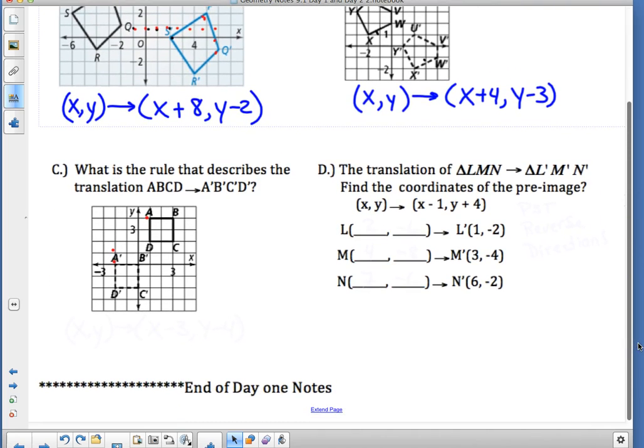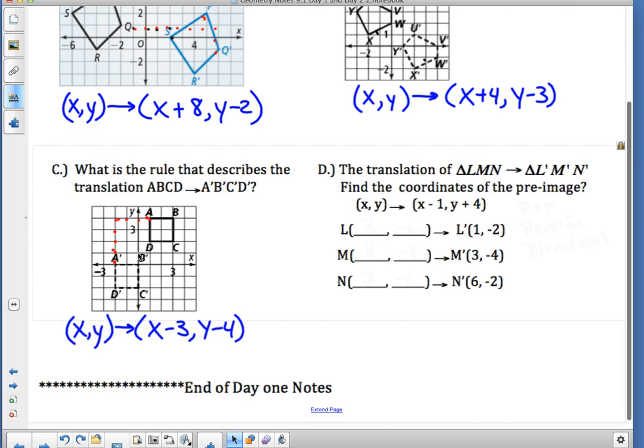Now, what's the rule that describes the translation A, B, C, D to A prime, B prime, C prime, D prime? So I'm going back from A, 1, 2, 3, down, 1, 2, 3, 4. So in X it's subtract, I'm going to the left. Down is subtract on Y, so that's what I'm doing. But I'm going to double check it. I'm going to check C. 1, 2, 3, 1, 2, 3, 4. Oh, thank goodness I got back to C. Okay?